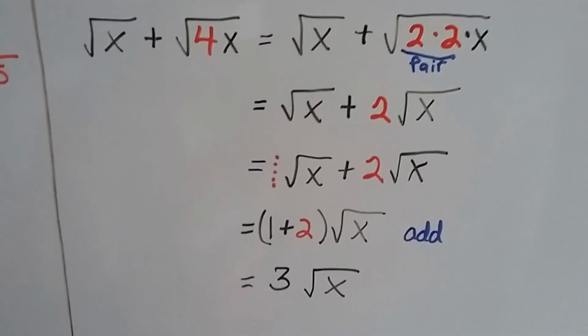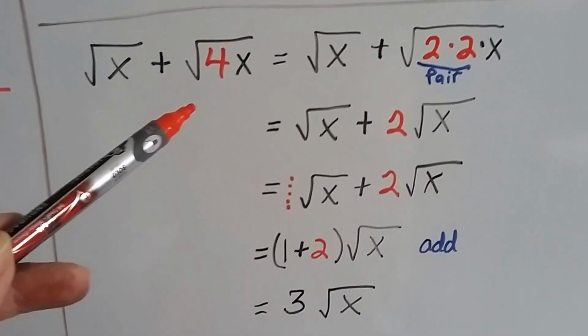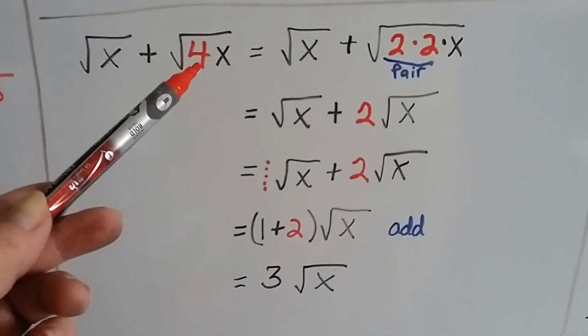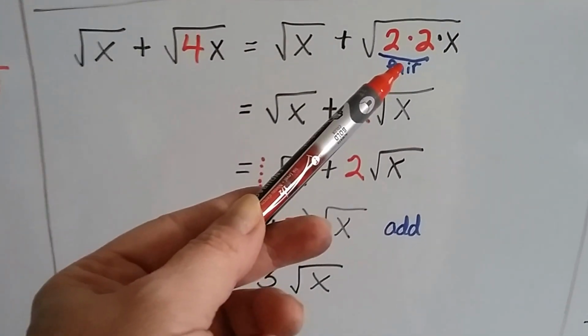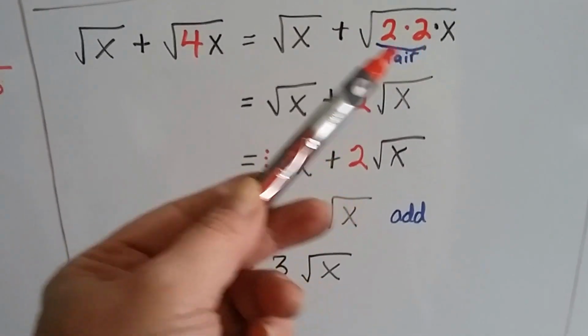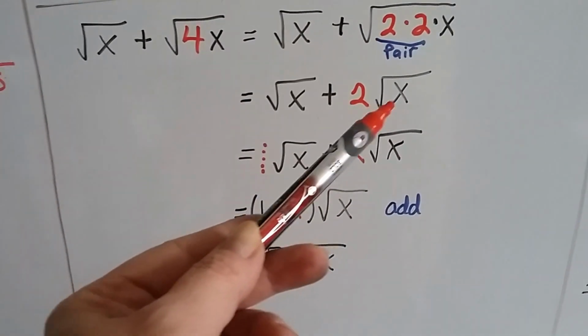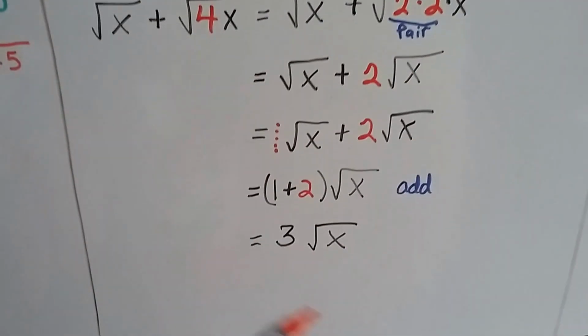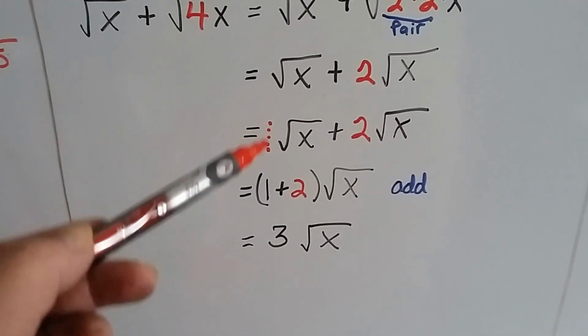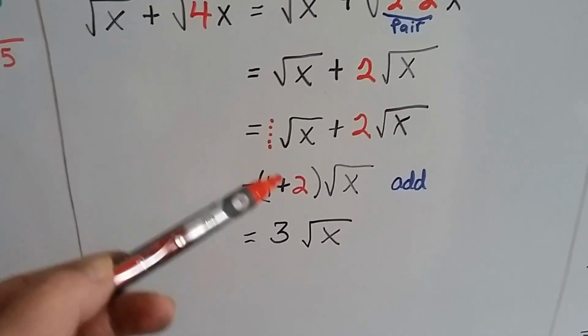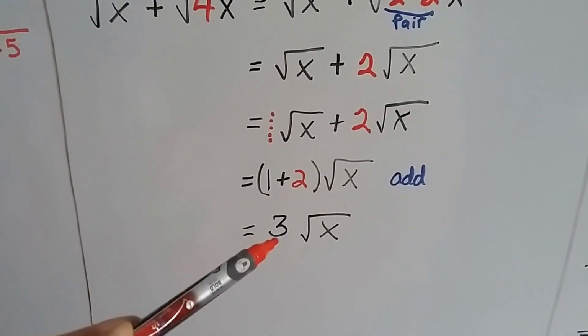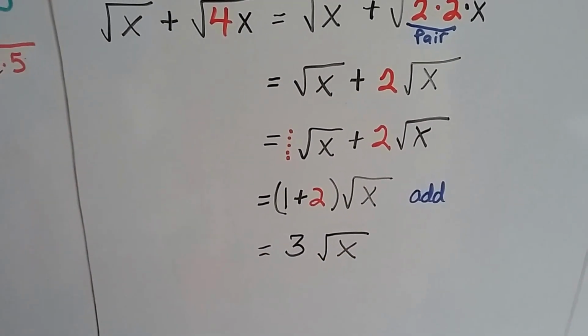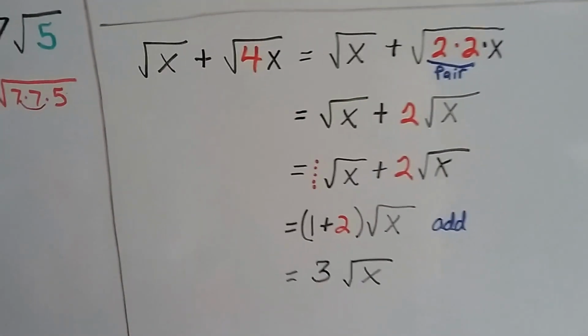Let's try it again. Now we've got the square root of x plus the square root of 4x. So this 4 is a perfect square, so we can split it into a nice little pair, can't we? 2 times 2. We can pull 1 and put it in the front and leave the x underneath this sign. See? The radical sign. Now we can add them. We got an invisible 1 here, don't we? So we do 1 plus 2, and we get 3, and then the square root of x. See? That was easy, wasn't it? All right, they're going to get a little more complicated.